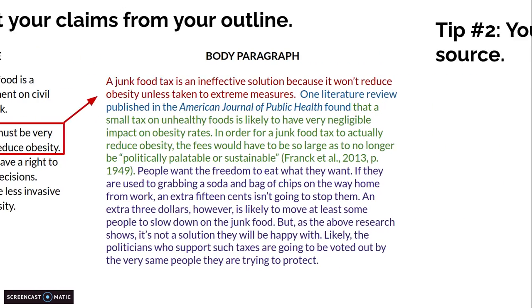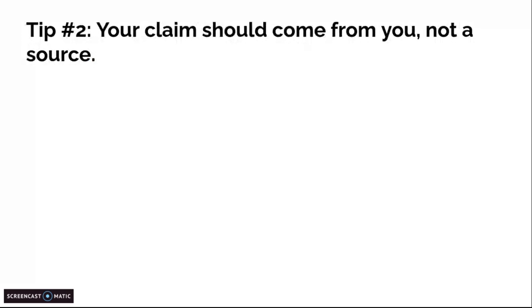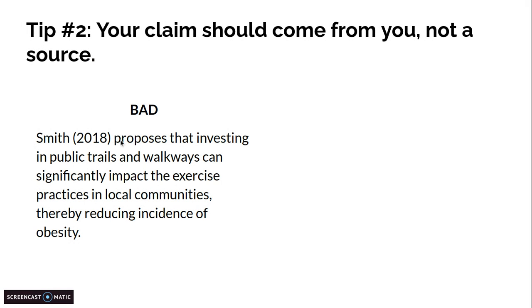Next tip. Your claim should come from you, not a source. So this is a bad example of a claim, right? You generally aren't going to start a paragraph like this. Smith proposes that investing in public trails and walkways can significantly impact the exercise practices in local communities, thereby reducing incidence of obesity. Great piece of evidence, right? Very helpful maybe to support your reasons and your position, but not a claim. This is evidence. So when you're starting off your paragraphs, trying to figure out what's your topic sentence, don't look to your evidence. Look at the evidence and ask, what does the evidence imply? What is the reason that the evidence is supporting?